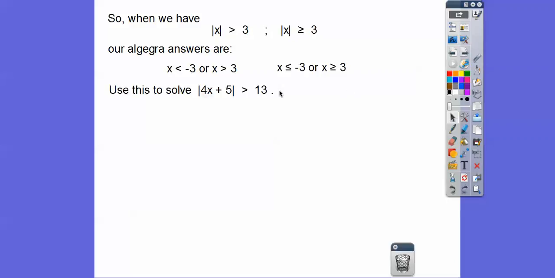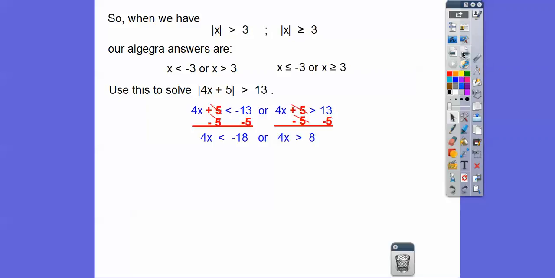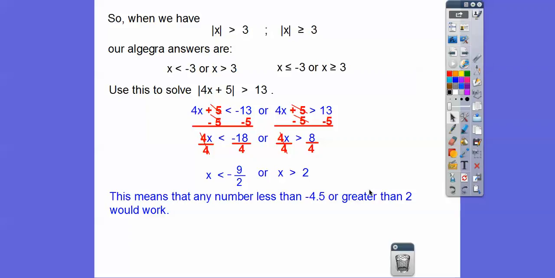So I'm going to say 4x plus 5 is less than -13, or 4x plus 5 is greater than +13. Okay, and then we just solve each one, divide by 4. So as long as we get any number that's less than -4.5 or any number that's greater than 2, that would work for this situation.